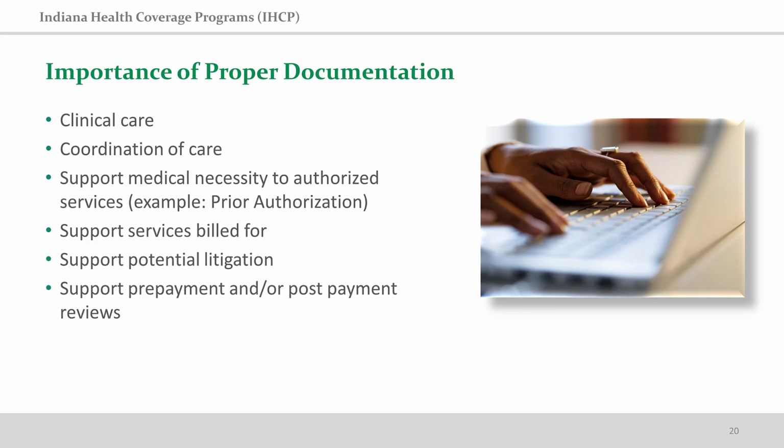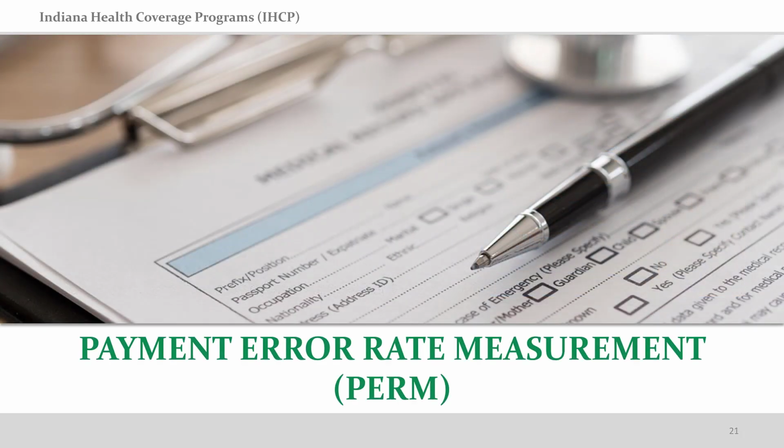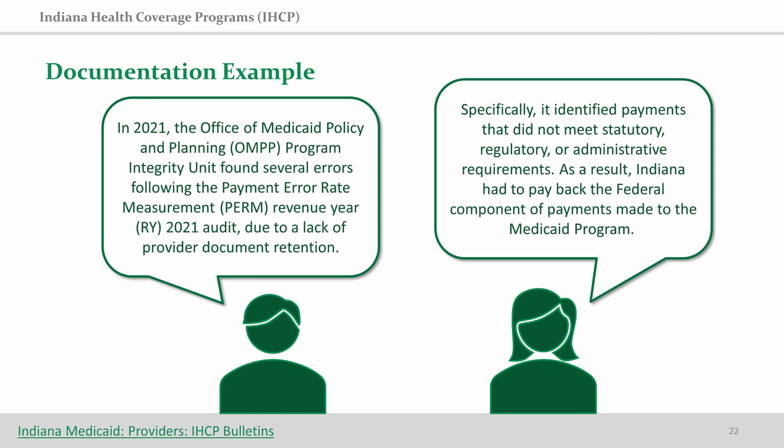Next, I'm going to hand it over to Leslie to speak about payment error rate measurement, or PERM. PERM audits are audits that are conducted by CMS on a 3-year rotational basis for the state Medicaid and CHIP programs. In 2021, the Program Integrity Unit of OMPP discovered multiple errors that stemmed directly from inadequate retention of provider documents as revealed by the PERM audits.